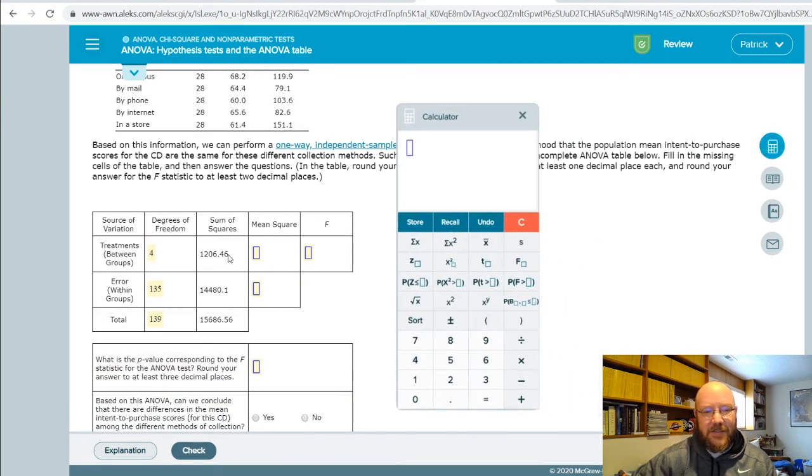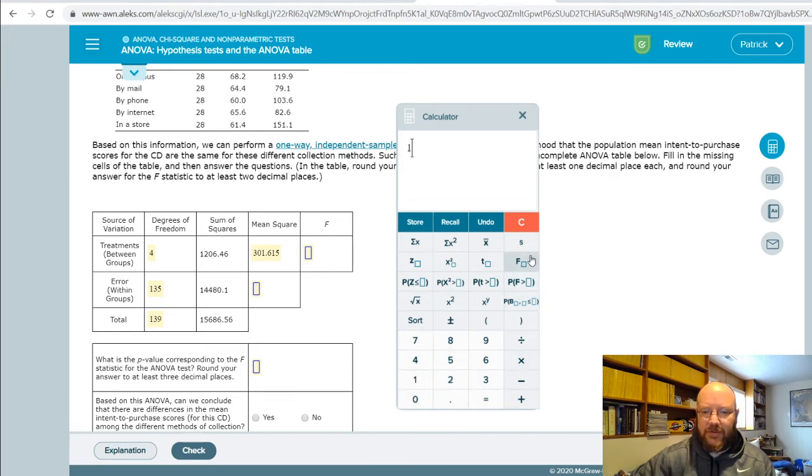The easy way to do this is to take sum of squares, all right, and divide it by whatever the degrees of freedom within the treatments is, and do the same thing for the error. So this one, 1206.46 divided by 4, because it's just taking this divided by that. That gives us our mean square error, 301.615.